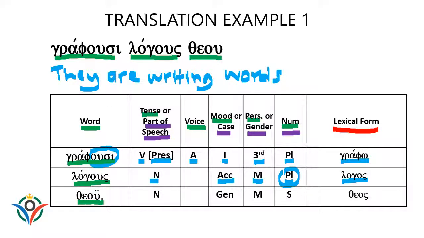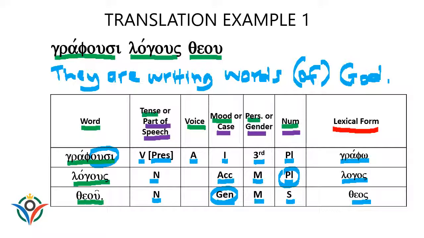And then we have the next word, theou, which is a noun. The case is genitive, gender masculine, and it's singular. And the lexical form is theos. So because this is the genitive, and that indicates possession, we would translate this as of God. Right? So we add in the English word there to show possession, of God. So there we have our translation. They are writing words of God. Let's do one more example together.